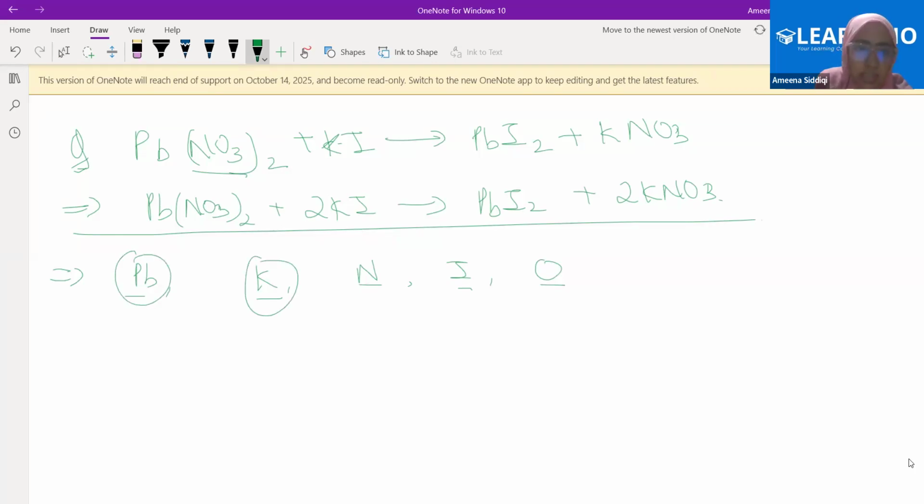Can I take lead first? How many atoms of lead here? One. How many here? One. So that's balanced. Come to potassium. How many K here? One. How many K here? One. Balanced. Now, can I take nitrogen here?